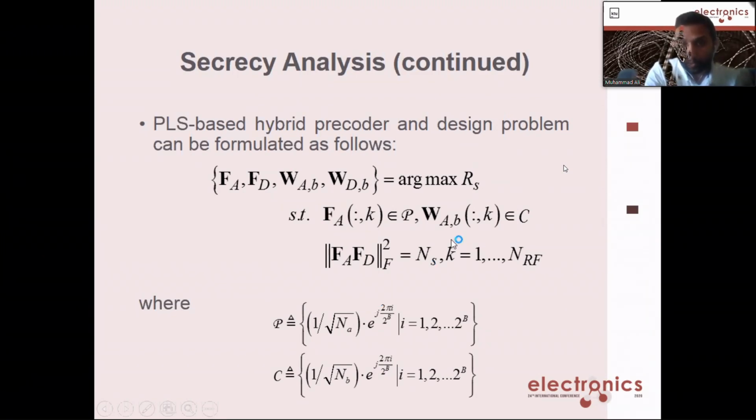In this equation, two things are very important: this P and this C. These are basically controlling the analog beamformer. We can achieve a high resolution beamformer by selecting a higher value of B. But at the same time, if we increase the number of bits, the circuit complexity is increased. So in this specific study, we are applying a low resolution phase shifter and we will use B equal to 2.